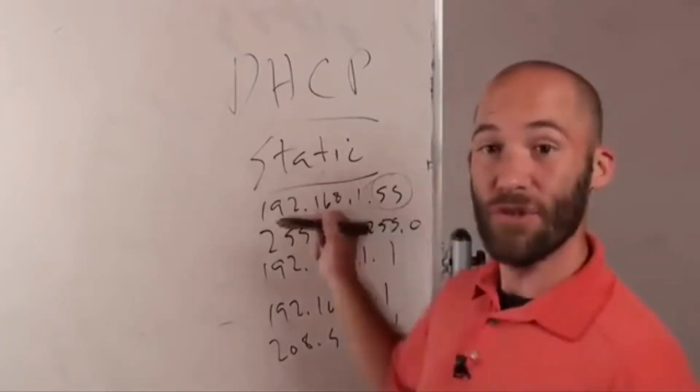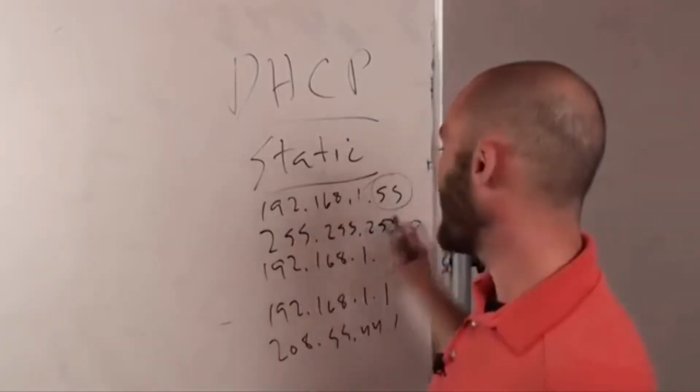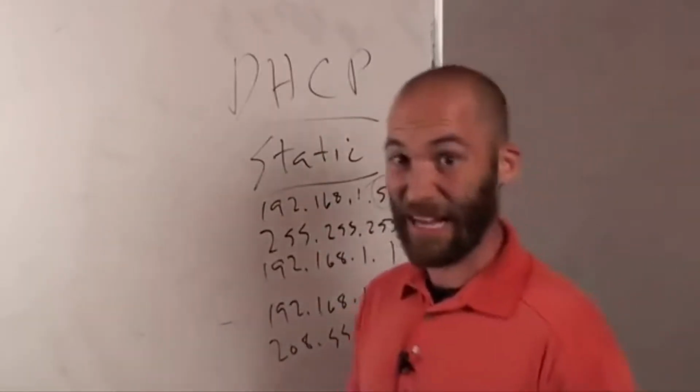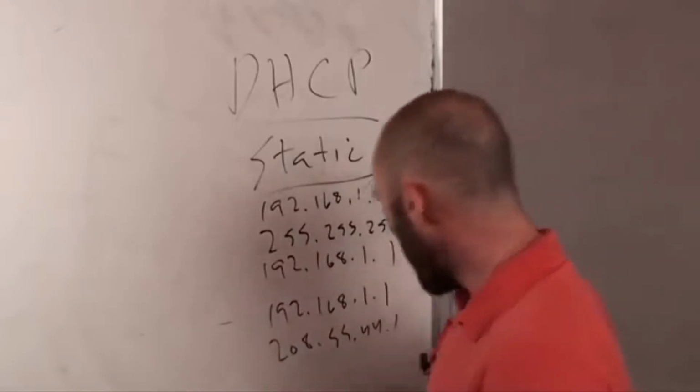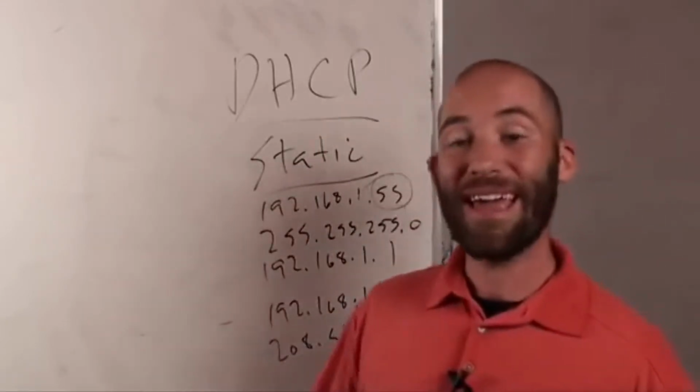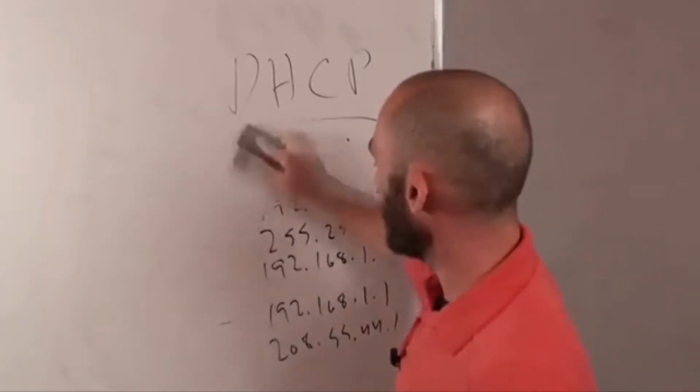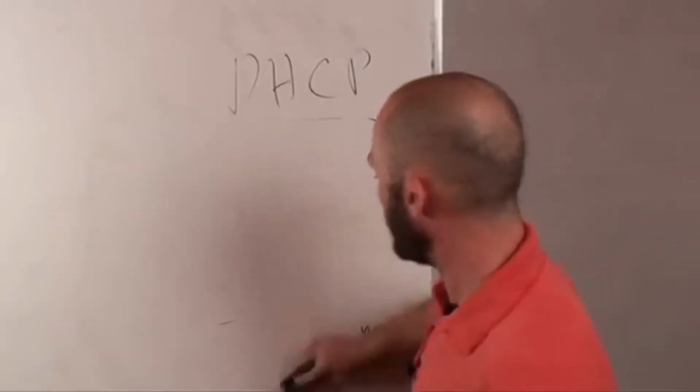So if you have two computers on the same network with the same IP address, that's just bad. It's just not gonna work out very well. So what you can do is give the computers or devices on your network what are called dynamic IP addresses. And this is where DHCP comes in.